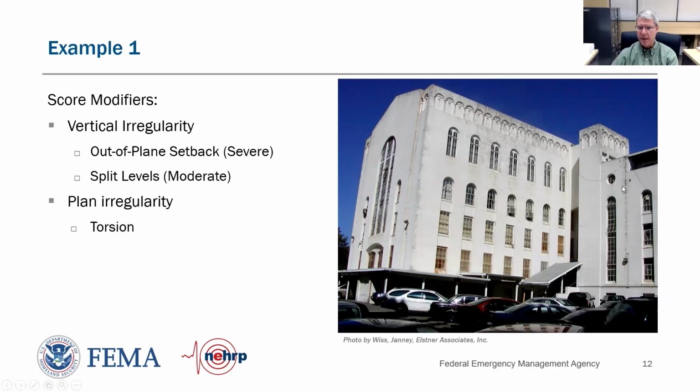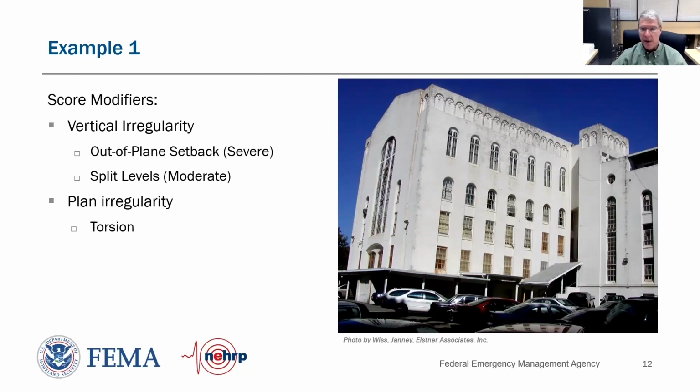And we've got framing that looks like it's possibly framing in at different levels. This is an interesting example in that we have both a severe vertical irregularity, out of plane setback, and a moderate vertical irregularity. The procedure for 154 is such that we take the most severe of those two selections for vertical irregularity, and that's what we use. So in this case, we would score this only taking the severe out of plane setback modifier.